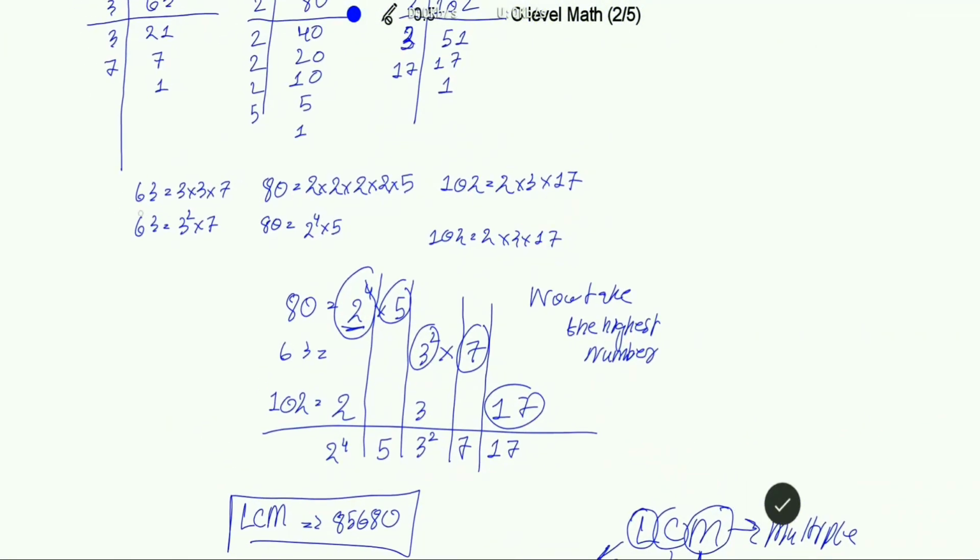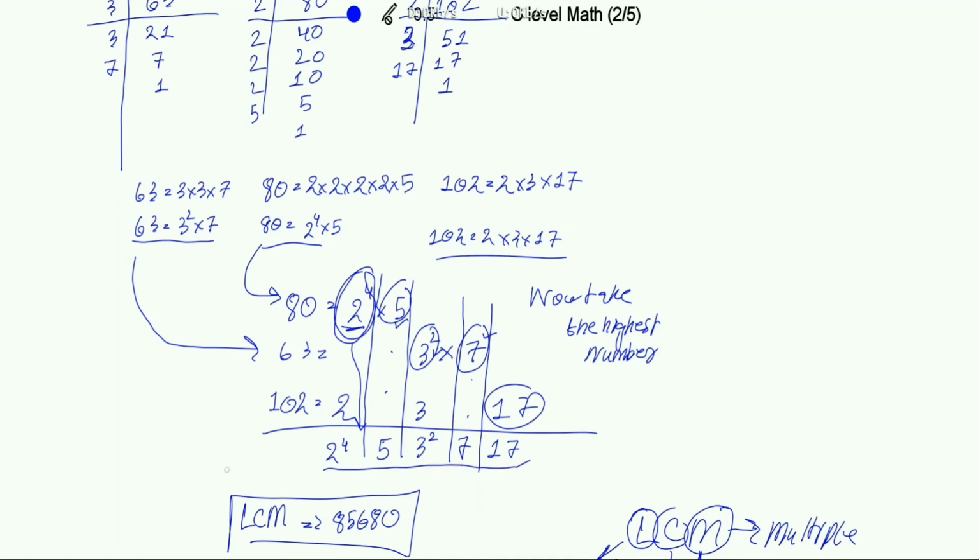First of all, you take all the factors. Once you take all the factors, you write them down in a row. Then you compare which power is the highest. You can see 2 to the power 4 is the highest, so you write it down. Then you compare all the 5 values. There is only this 5, so 5 will come down. Then 3 to the power 2 is the highest, so it will come down. There is only one 7, so 7 will come down, and 17 will come down, and then you just multiply all of these numbers and you will find the LCM of 63, 80, and 102. Okay, so topic 1, numbers, is completed.